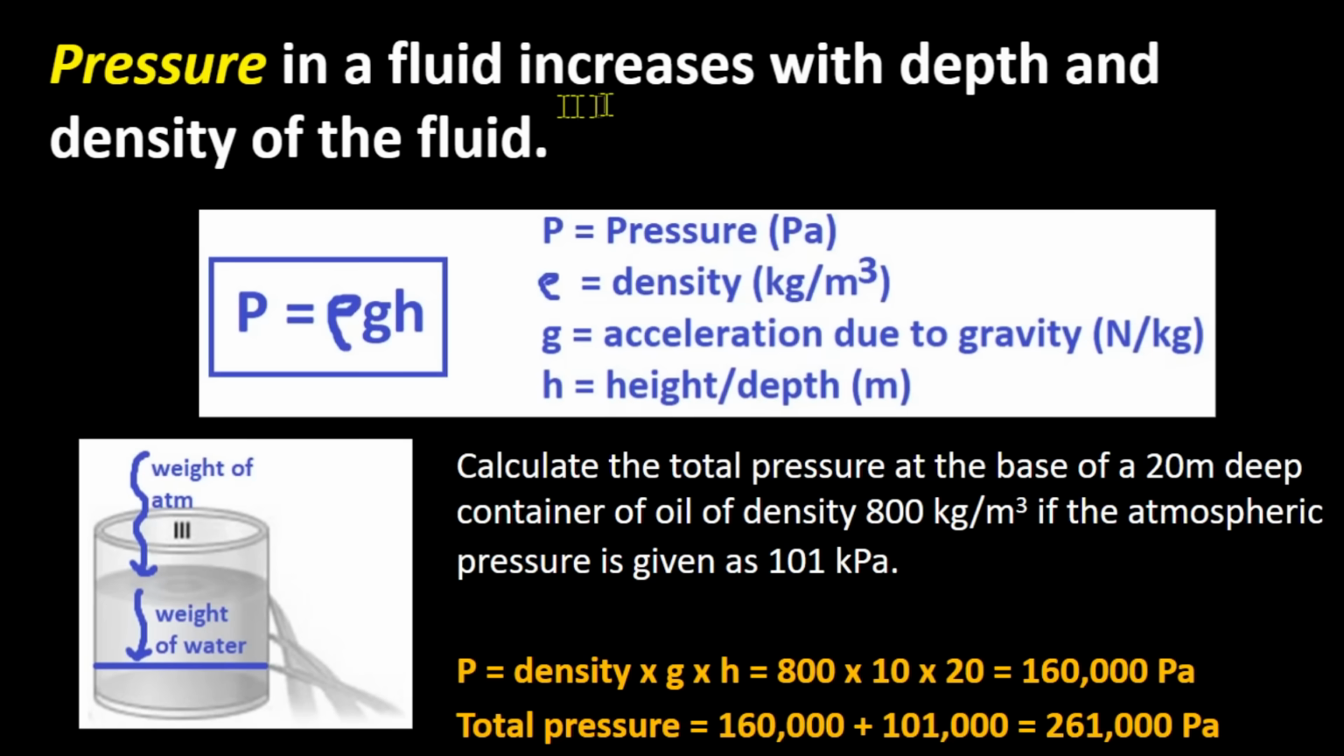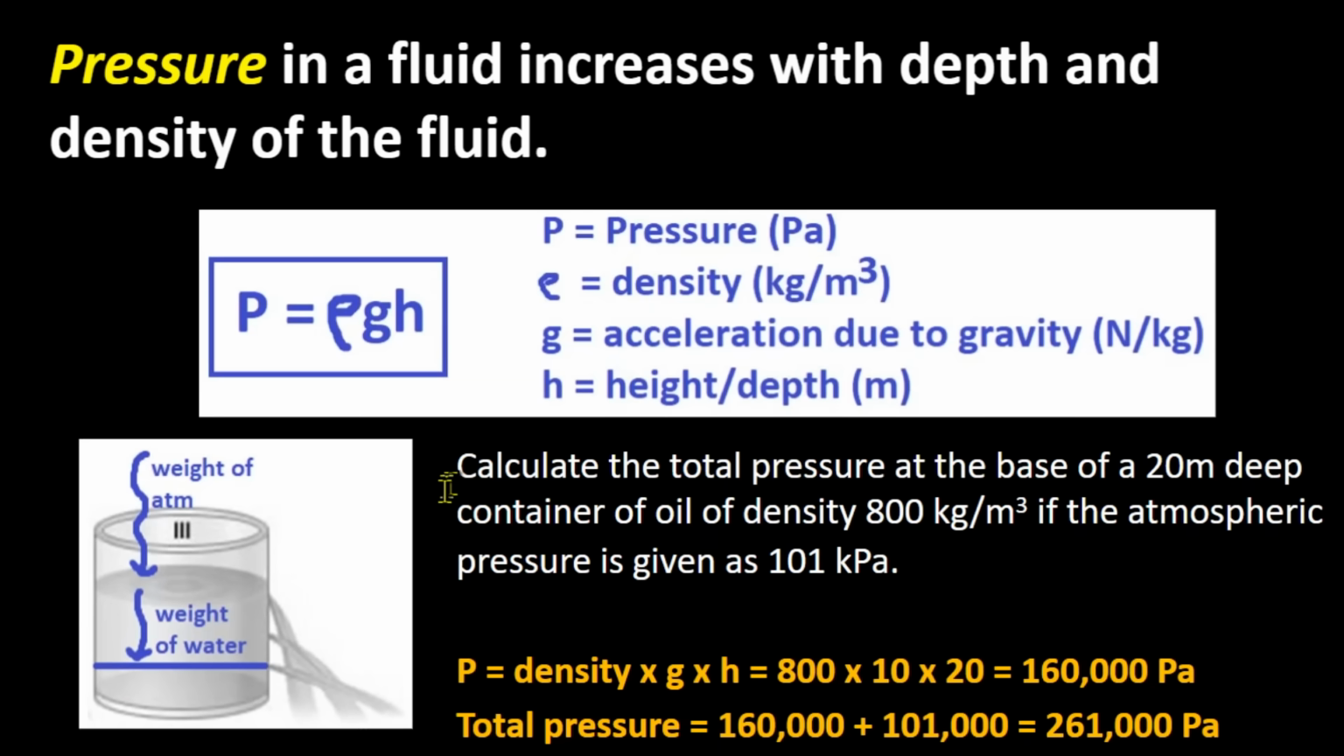Pressure in a fluid increases with depth and density of the fluid. If you are finding pressure in a fluid, the formula you're going to use is P is equal to rho g h, where rho is density, g is acceleration due to gravity, and h would be height or depth. In a fluid, the deeper you go will be more pressure because there will be more molecules above that certain point and thus more weight.